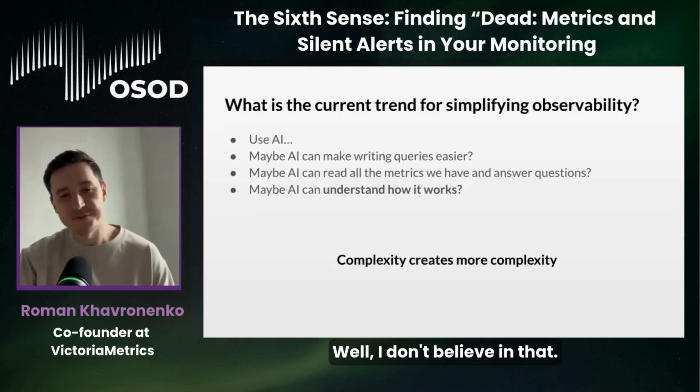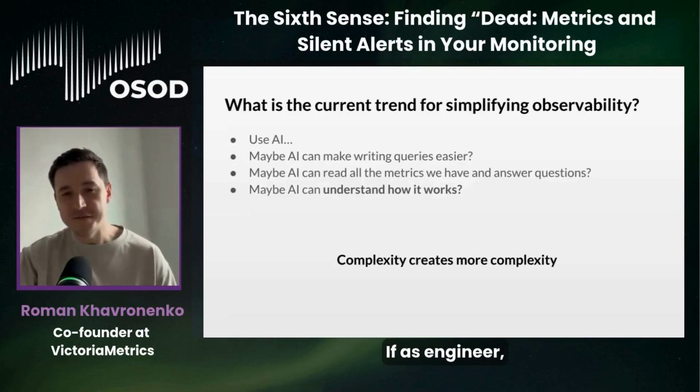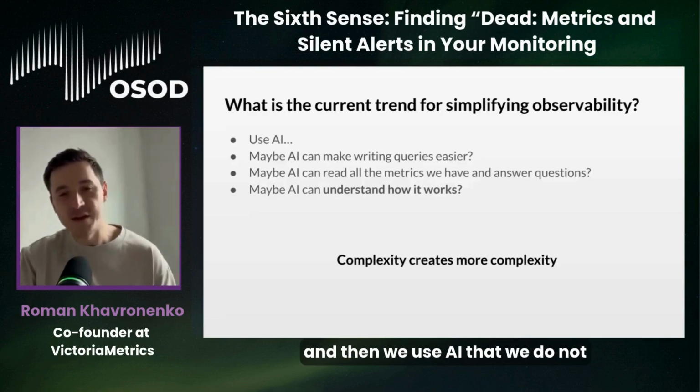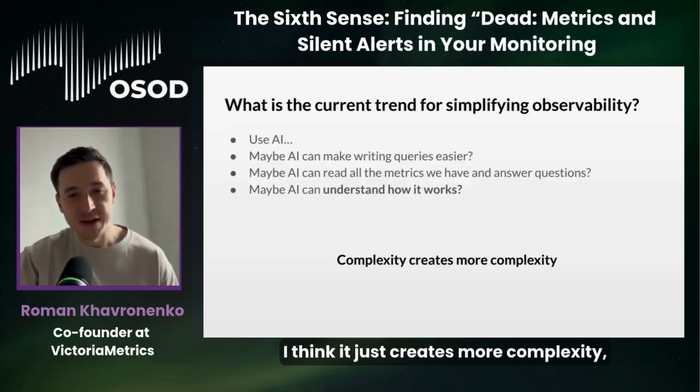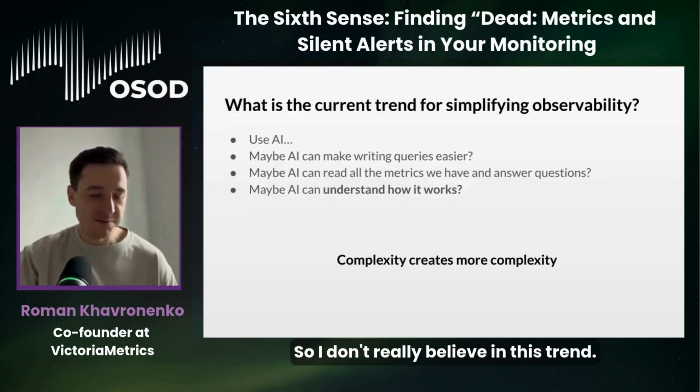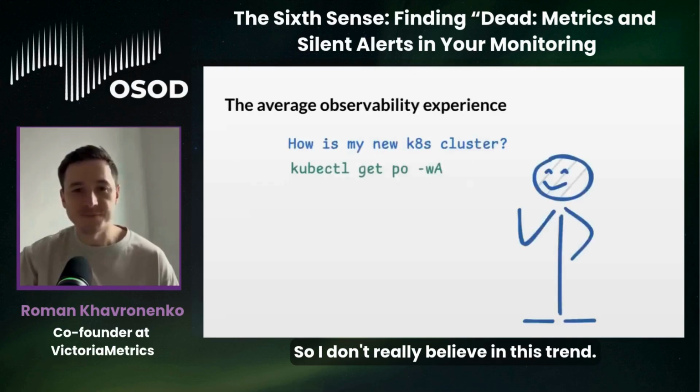Well, I don't believe in that. If as engineers we run systems that we do not completely understand, and then we use AI that we do not completely understand to help us with that, I think it just creates more complexity, more uncertainty. It makes it less deterministic. So I don't really believe in this trend.